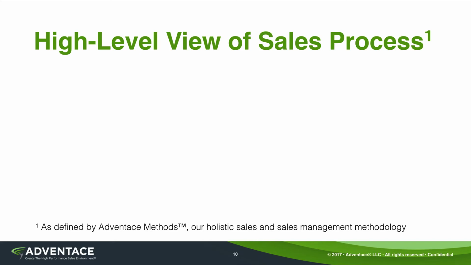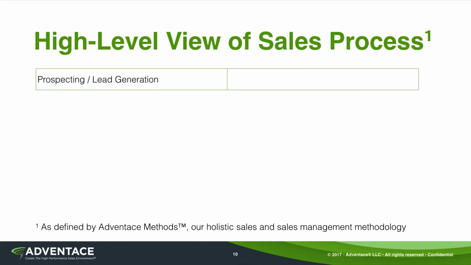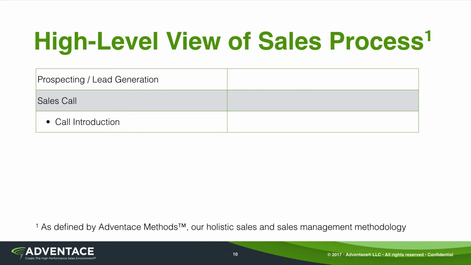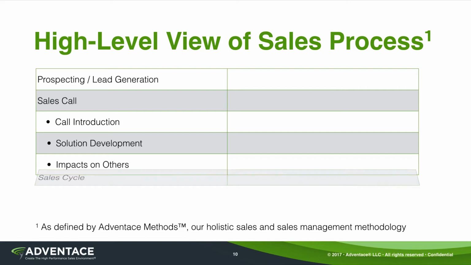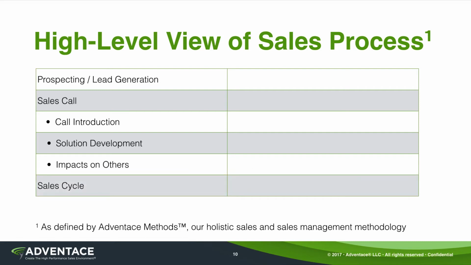So those are the two categories of B2B buyer. To discuss the rather profound differences in approach to selling to each, let's put this in the context of a sales process, albeit at a pretty high level. Those processes include prospecting and lead generation, which leads to the sales call. And the main components of the sales call then include the call introduction, solution development, followed by determining the impact on others. This is important to determine who your buying committee will be. The last major component then is execution of the sales cycle leading to a buy decision.